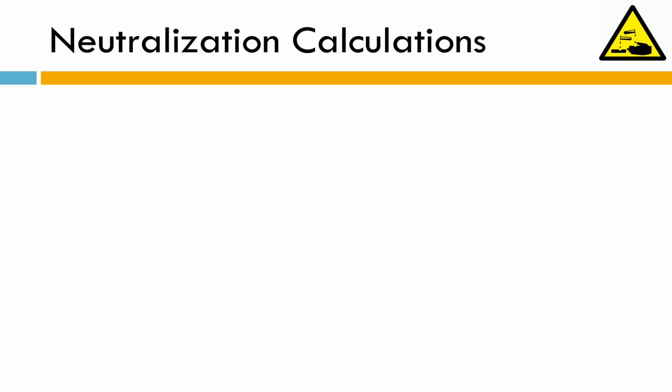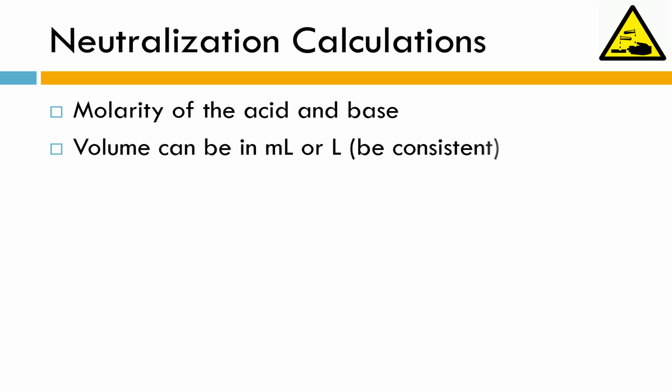Okay, so that really covers the theory of different titrations and neutralization reactions and how we would use the indicators. Now I want to switch gears and talk about the calculation that's going to go along with these neutralization reactions. We're usually trying to figure out the molarity of the acid or the base that's being used. We're going to need to know the volume of the acids and the bases. The volume can either be in milliliters or liters, just please be consistent.